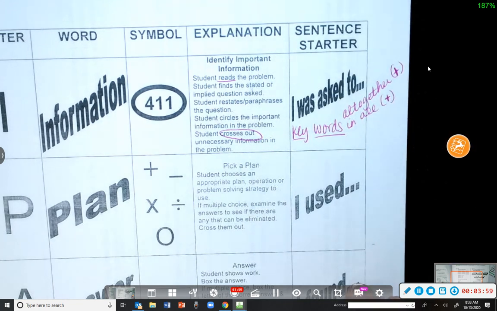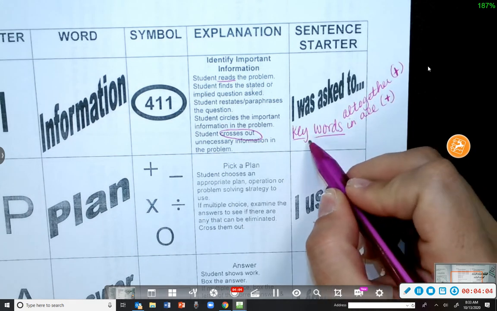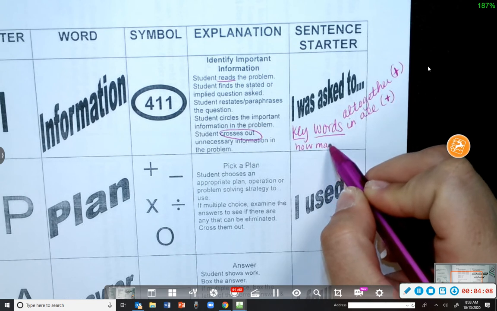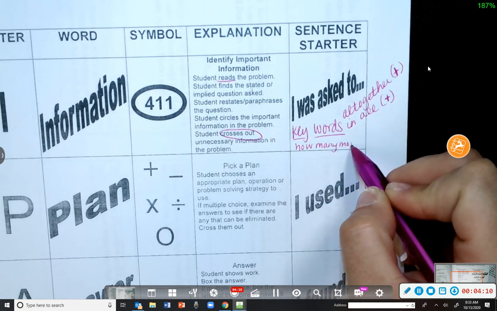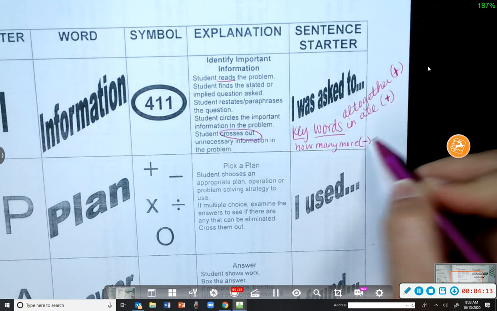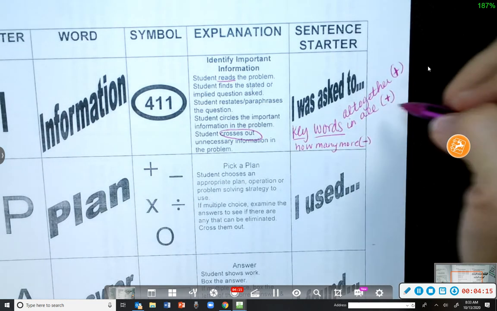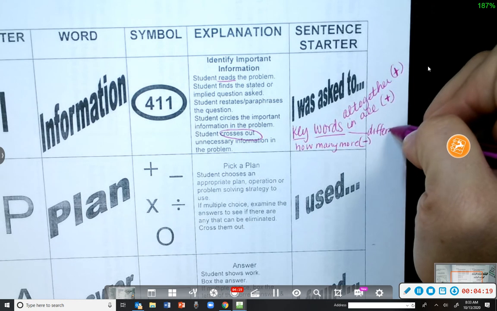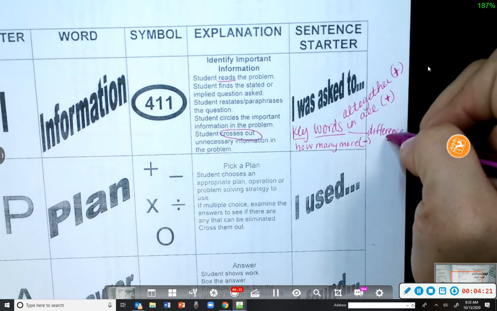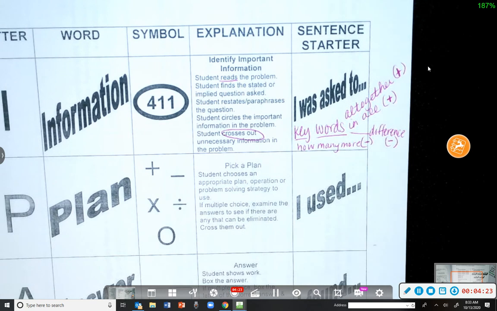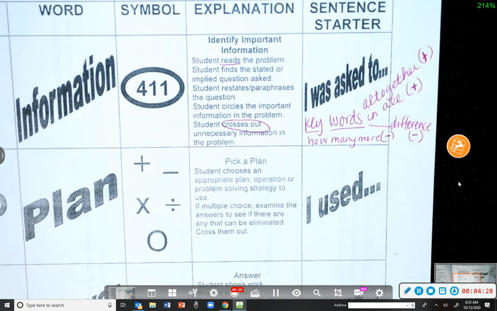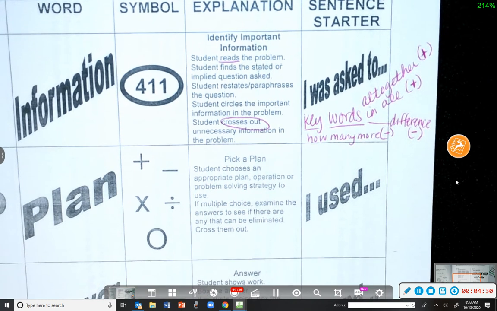Okay, how about keywords for subtraction? Kaylee? How many more? Means to subtract. What about the word difference? When it says, what's the difference? In math, that means to subtract. Okay, and we'll be talking more about keywords as we start going over the word problems.